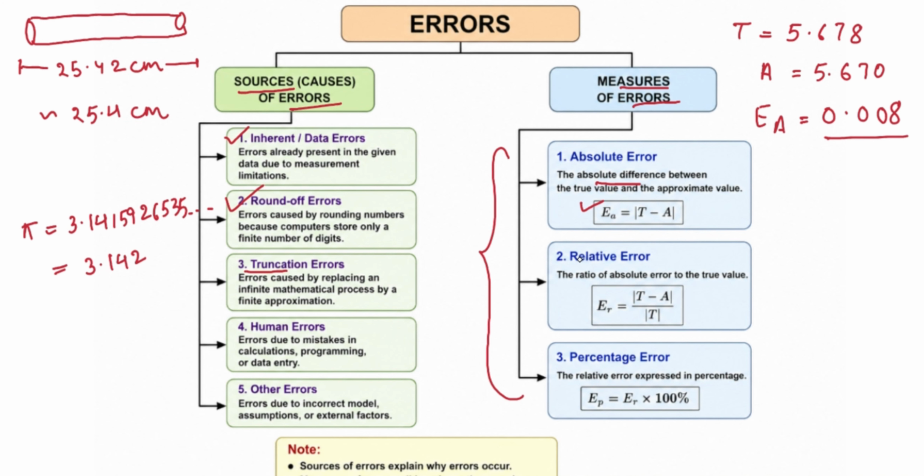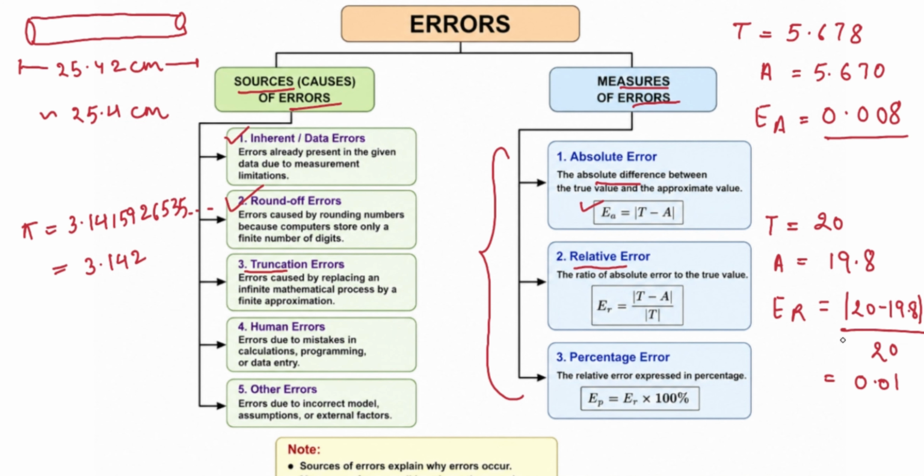Now comes the relative error. Instead of looking only at the difference, relative error compares the error with the true value by this particular formula. And this gives us a better indication of how significant the error actually is. For example, if I take the true value as 20 and the approximate value as 19.8, then the absolute error is 0.2. Then the relative error becomes 0.01. The relative error tells us the size of the error relative to the actual quantity.